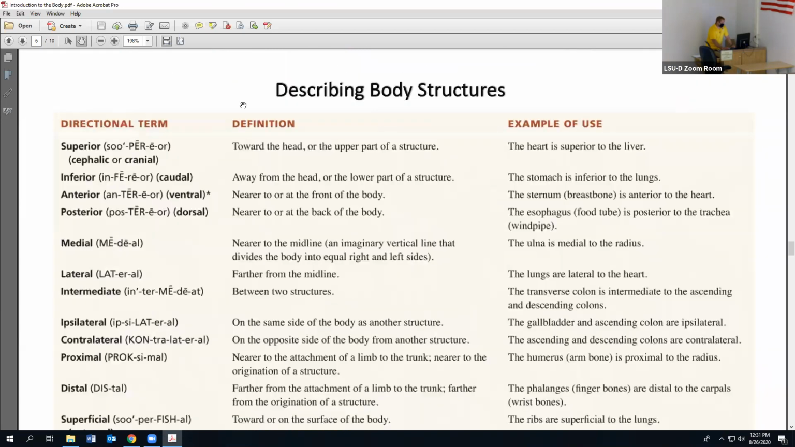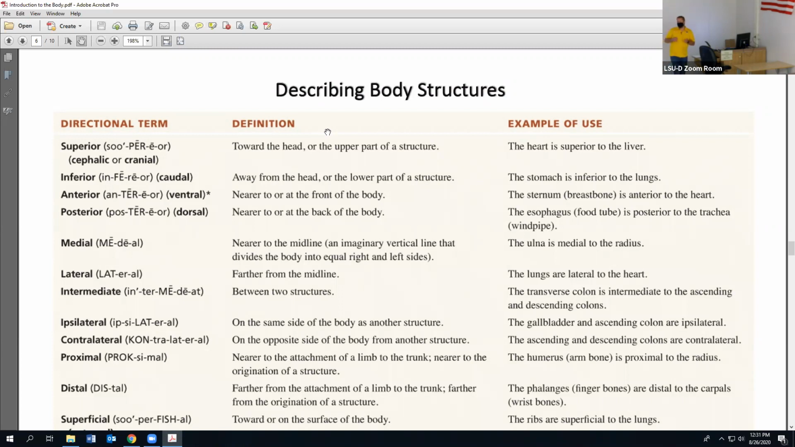All right, let's talk about describing body structures. Where things are located in relationship to one another is very important. Like I said, we use the anatomical position so that we have a starting point, and then we have some other words to go along with describing them. We don't like to use terms like in front of, below, and behind. Instead, they've got these directional terms.